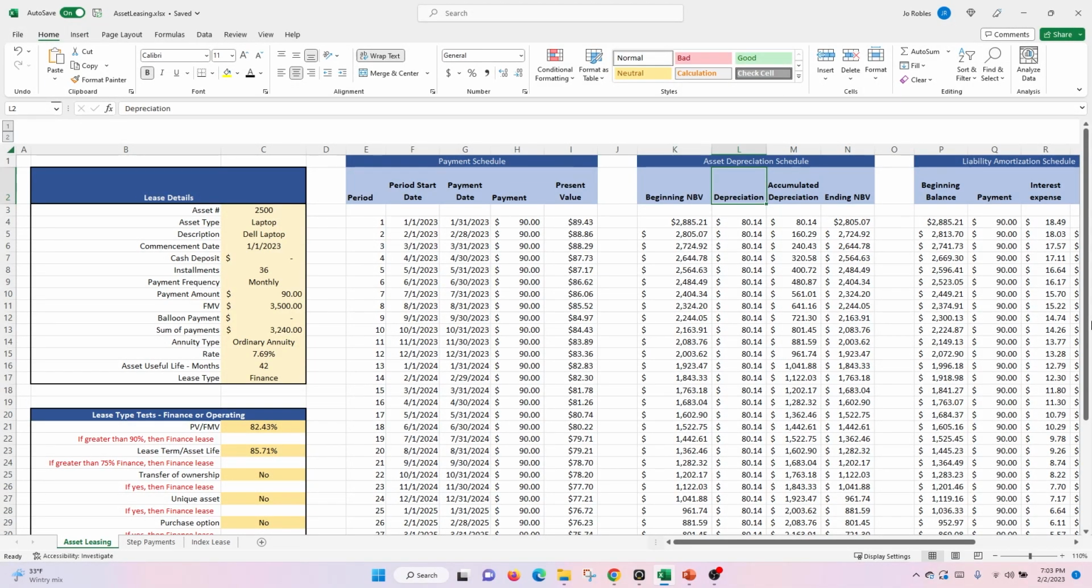Now, the next column here is going to be the depreciation amount. Because this is straight line, all you have to do is take the beginning net book value and divide it by the 36 payments.